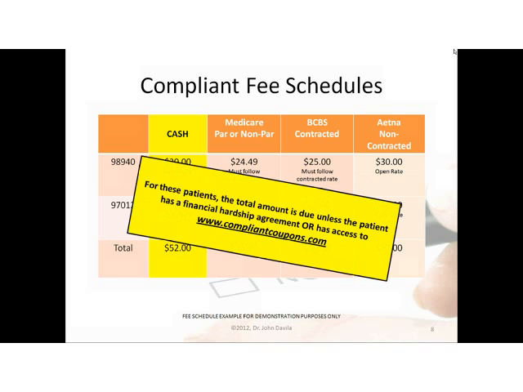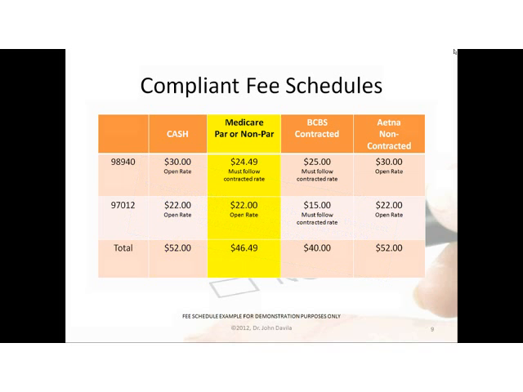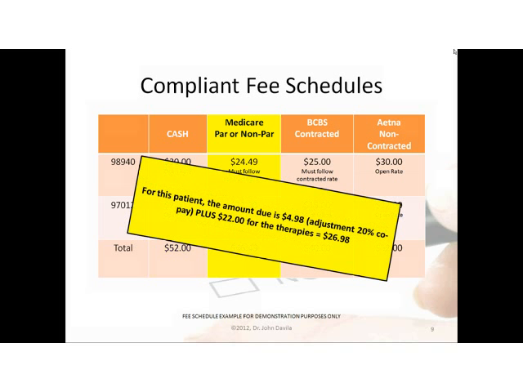Now, if we have Medicare, let's say it's par or non-par, the rate is $24.49. That's what's allowed, and $22, which is your open rate. The reason why the copay would be only $26.98 is because, A, there's no fee schedule for therapy, so you're supposed to be charging your open rate. With $24.49 being the only allowed amount, you don't have to worry about write-offs. It's only 20% of $24.49, which is $4.98, plus the full rate for the therapy because there's no contract. Total amount due for this visit is $26.98.